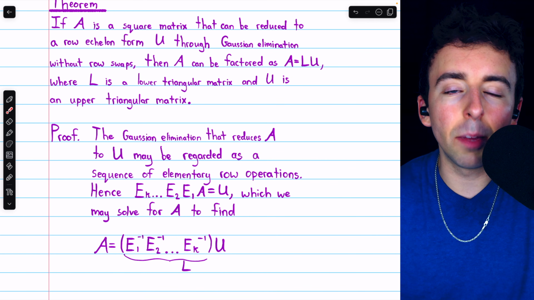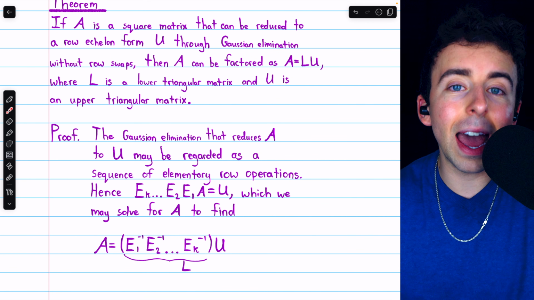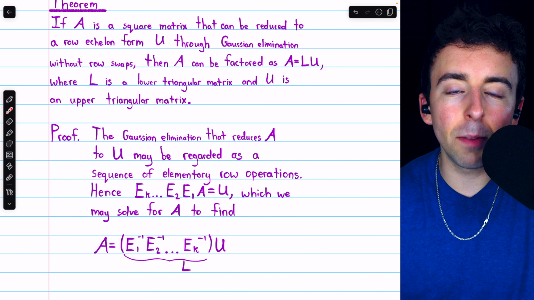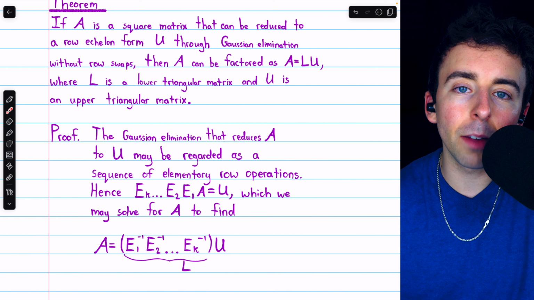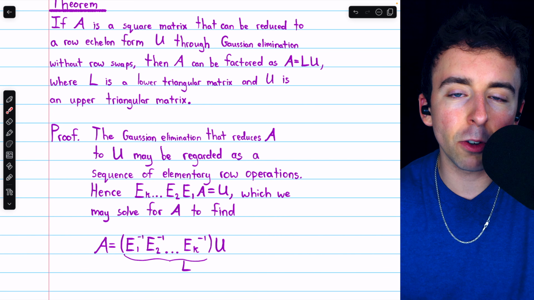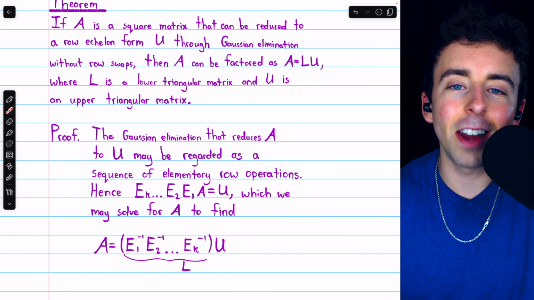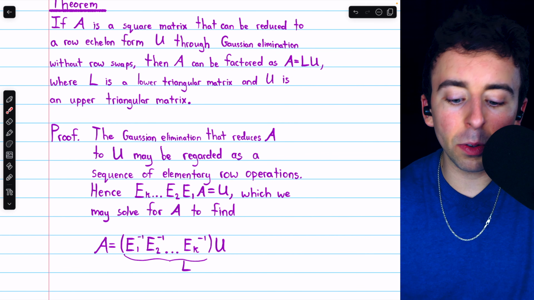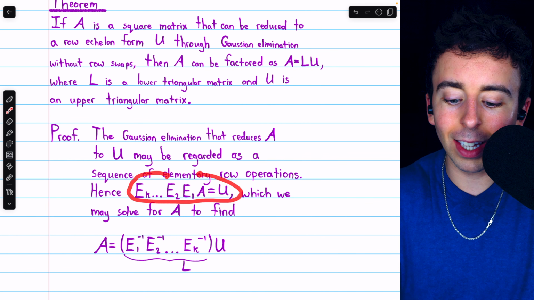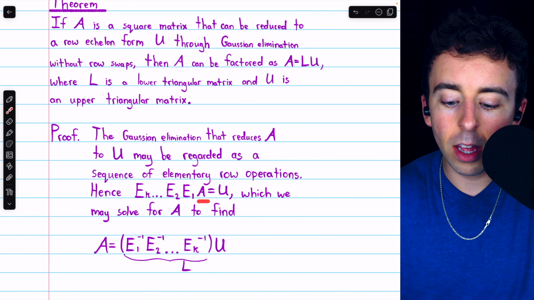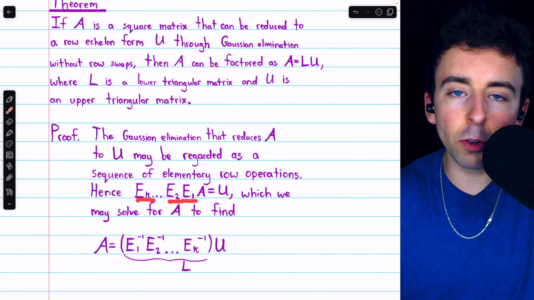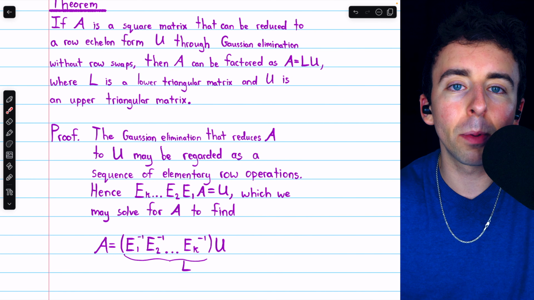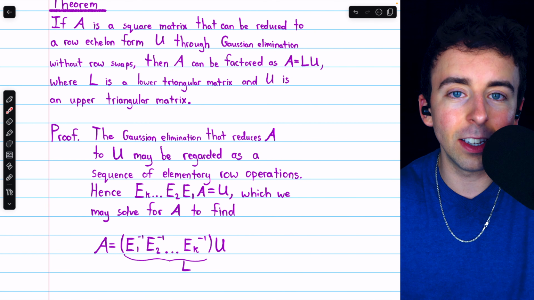Now, that Gaussian elimination is a sequence of elementary row operations, and each elementary row operation can be carried out by multiplying by an appropriate elementary matrix. Link in the description to my lesson on elementary matrices if you need to review. So we can view that Gaussian elimination as an equation like this: the matrix A multiplied by all these elementary matrices which carry out the necessary elementary row operations to reduce A to U.